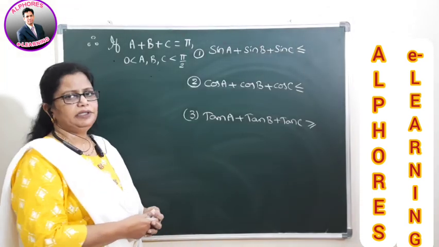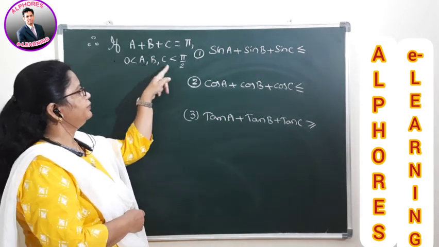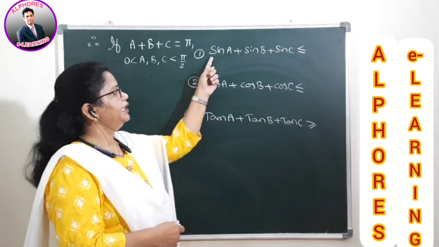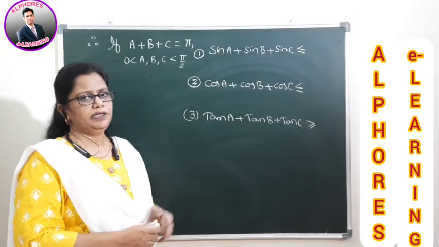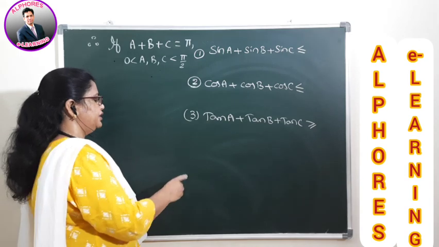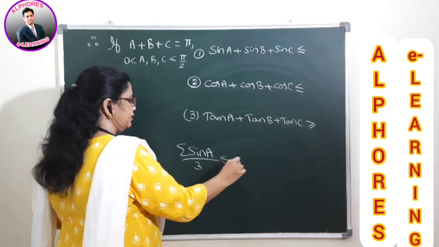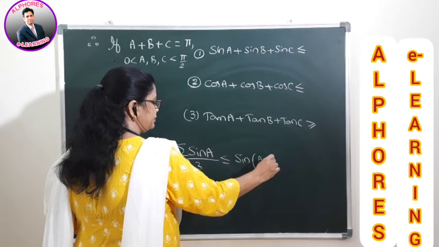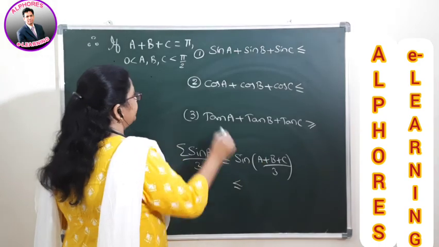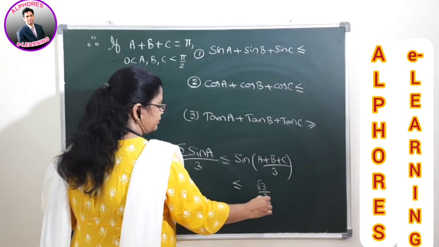So students, if the result is given in this way, that is, if a + b + c is pi and each of the angles is between 0 and pi/2, that is, acute angles, then sin a + sin b + sin c is less than or equal to, or else the maximum value of this one. Then you can make use of the result, that is, sigma sin a divided by 3 less than or equal to sin of (a + b + c)/3. Okay, what is a + b + c here? 180 degrees. So 180 divided by 3 means 60. Sin 60 means you got root 3 by 2.